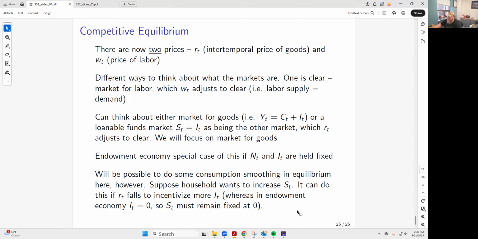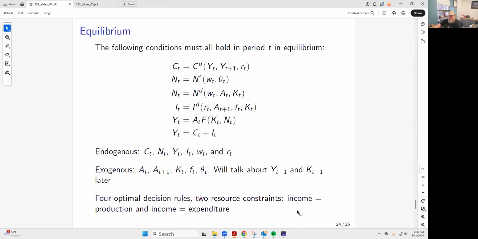All right. And so what we have is just equilibrium conditions. You have consumption, labor, both in terms of supply and demand, investment, output, and all of these have to simultaneously be in equilibrium for the economy as a whole to be in equilibrium. We have these endogenous factors. These are factors which are determined by the models. And then we have these exogenous factors, and these are factors which are determined outside of these particular models.